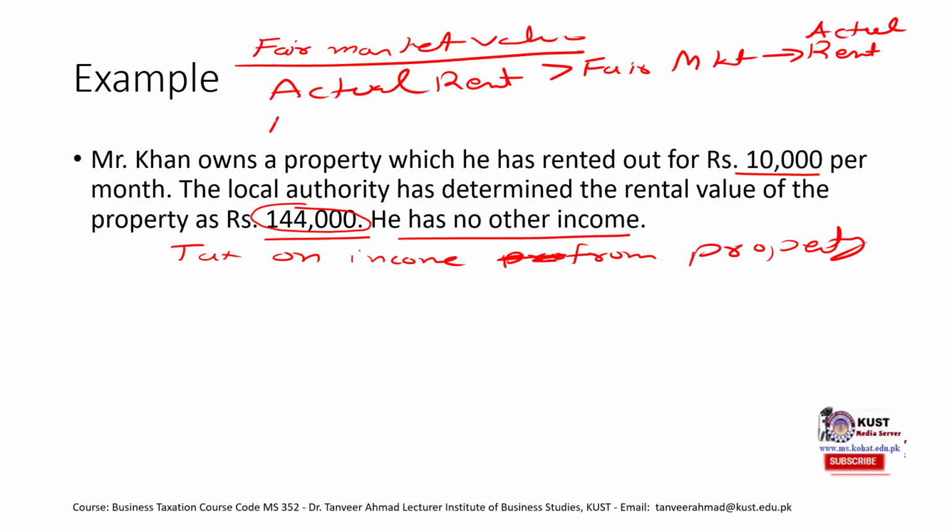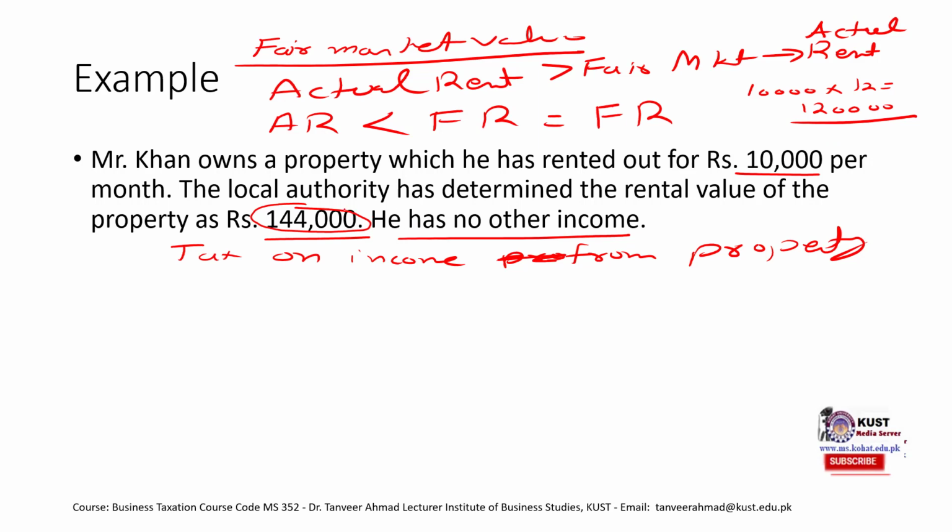But in the second case, if the actual rent is less than the fair rent, then we would consider the fair rent as our rent. So in this case, the actual rent is 10,000 per month, so that would be 10,000 for 12 months. It would be 1,20,000 rupees. This is the actual rent that Mr. Khan is receiving. But the tax authority thinks that the rent should be 1,44,000.